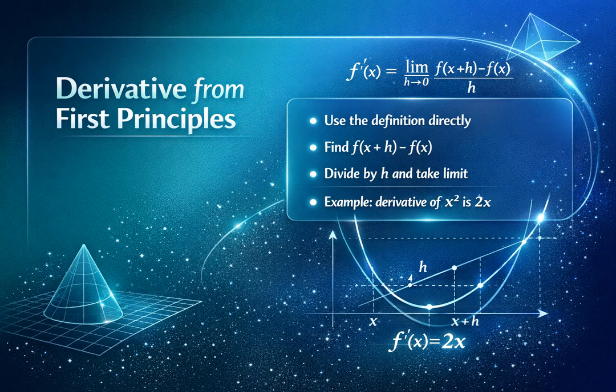Finding a derivative from first principles means using the definition directly. Calculate f of x plus h minus f of x, divide by h, simplify, then take the limit as h approaches 0. For example, the derivative of x squared, the difference quotient, simplifies to 2x plus h, and as h approaches 0, we get 2x.